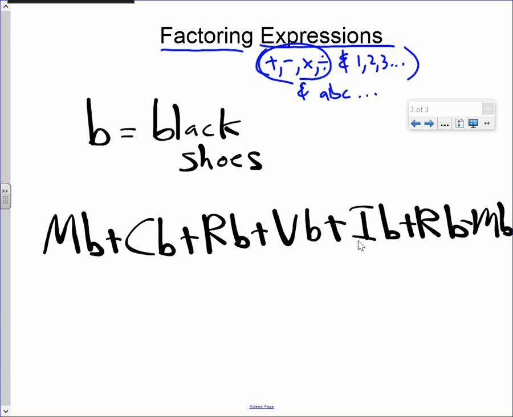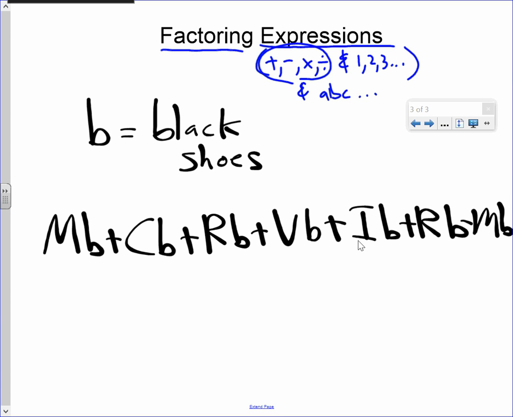Watch this. All the human beings I just mentioned here, Munguia, Cisneros, Rivas, Valdez, Ibarra, Ramirez, Medina, the common element, obviously, is the black shoes. That's what they all have in common. So watch what I'm going to do.